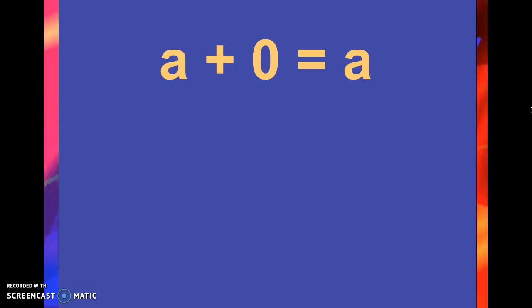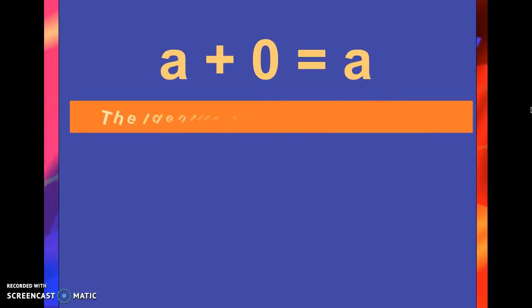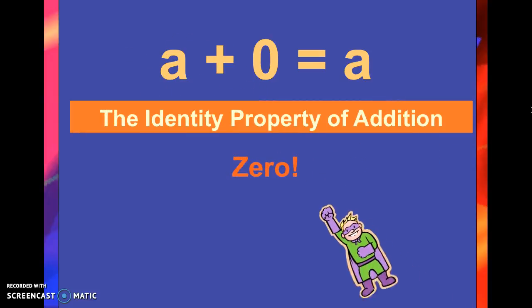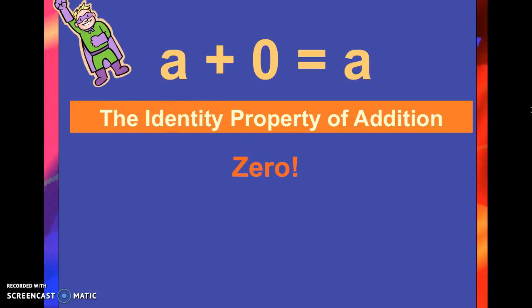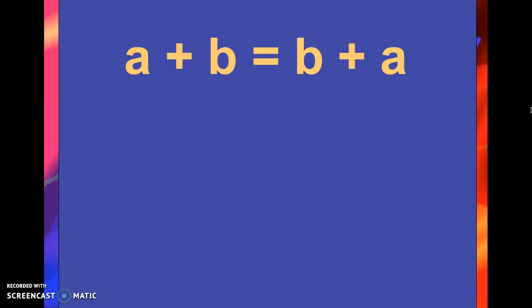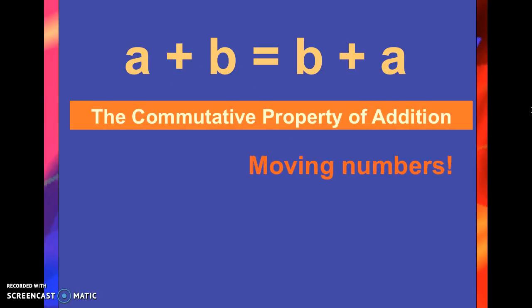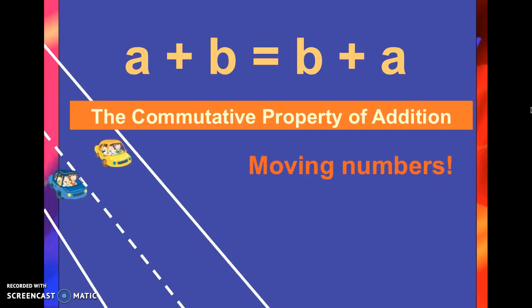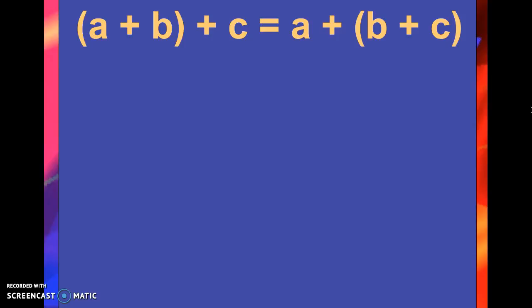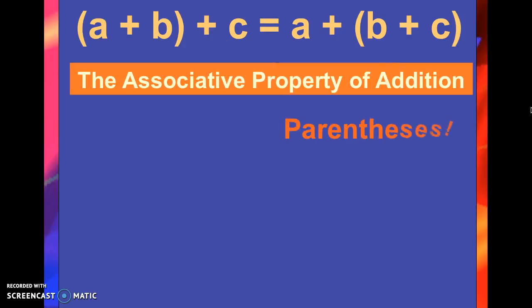And once again, this one's going to be identity. And this one is going to be commutative. Moving numbers. Changing lanes, in other words. And this one's going to be the associative, because it has parentheses.